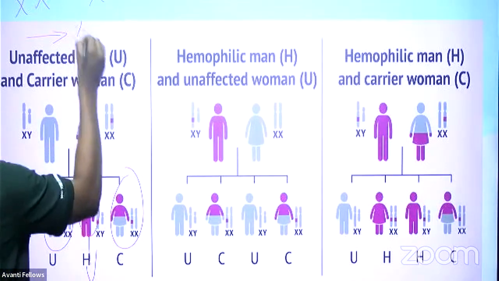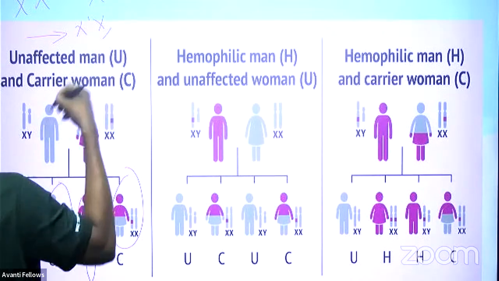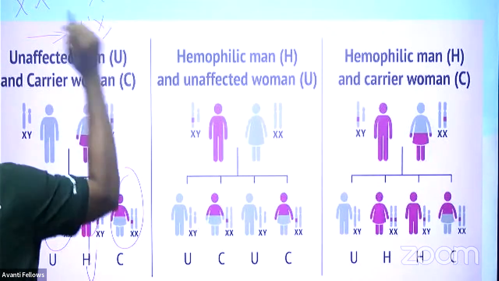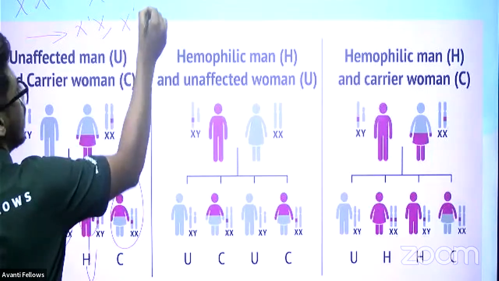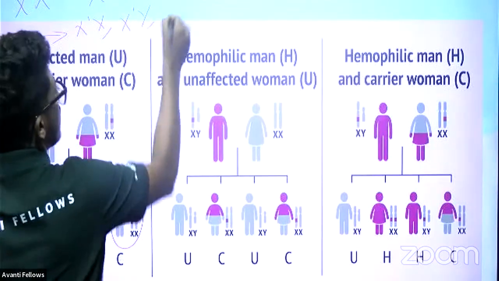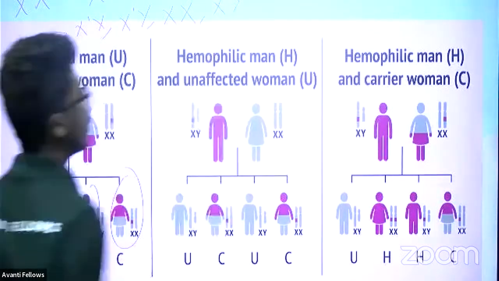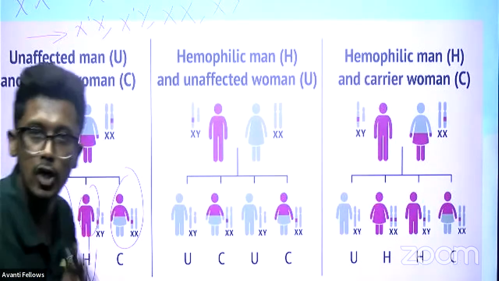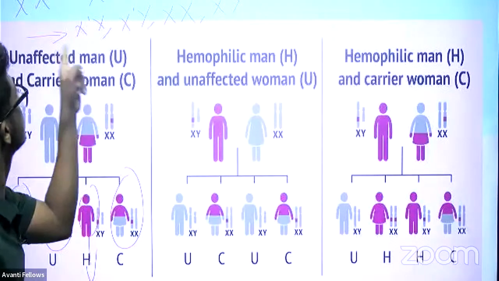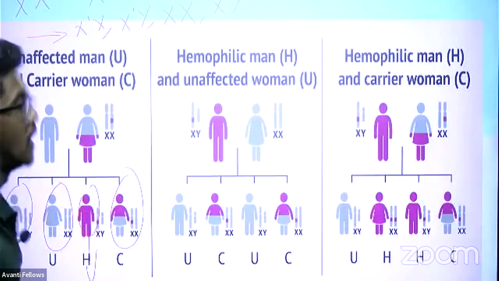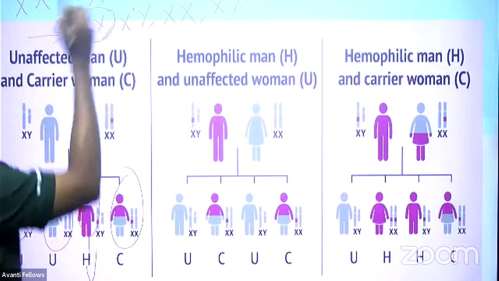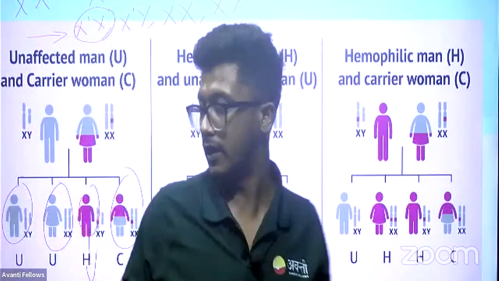You can see here X dash X is one condition, so this X dash and this X. Again, X dash Y. Then you have XX, and then you have XY. Correct? You know how to conduct a cross now. You understood that these are the possible ways we can get a kid. Now, sir, why didn't this X dash X condition express hemophilia?